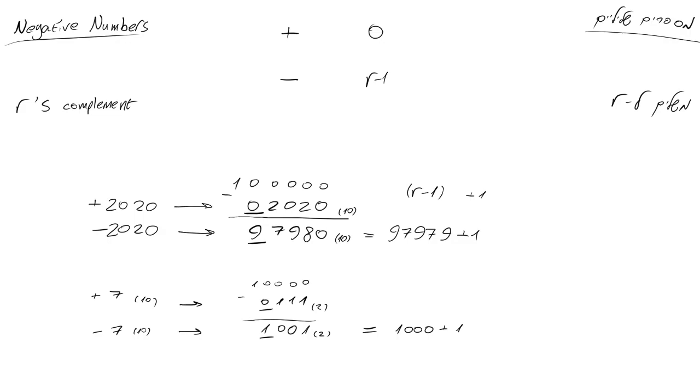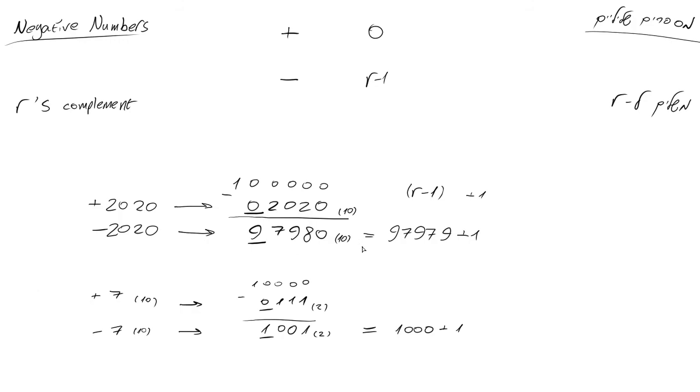Now, r's complement, which in base 10 would be 10's complement, in base 2 it would be 2's complement. Our positive numbers are exactly the same, 0, 20, 20. But what we do now is that we write down a 1 on one digit left of our number and a lot of zeros, and then we subtract, and what we get is the new number with the negative sign, which is 97980, because if you subtract these two numbers you get this result.